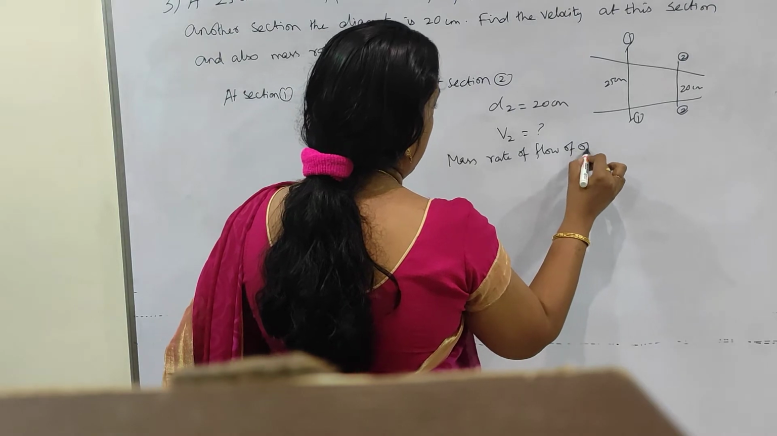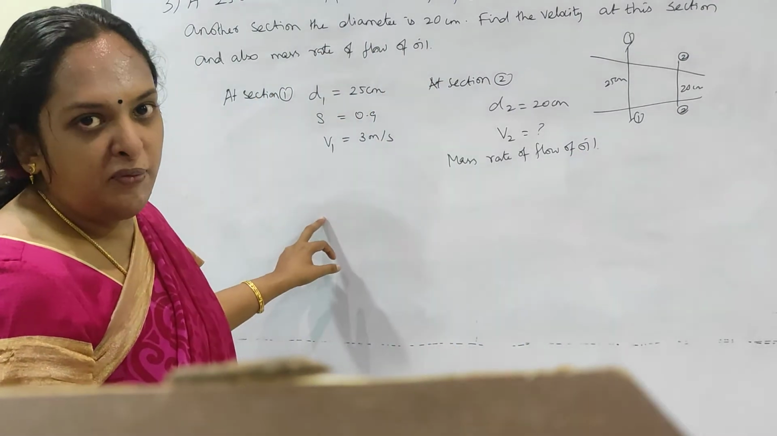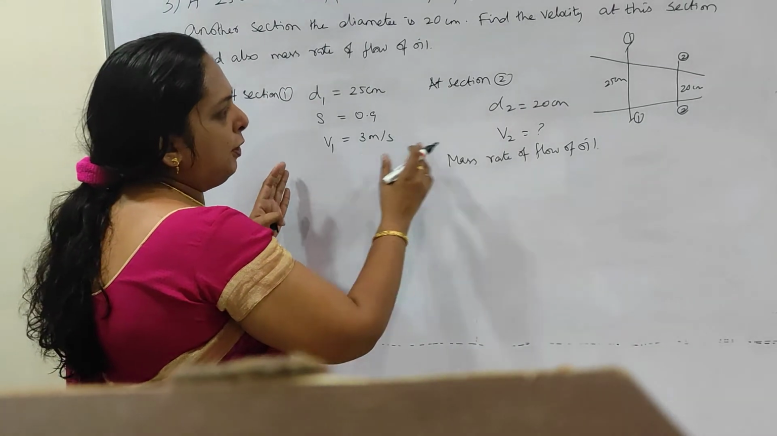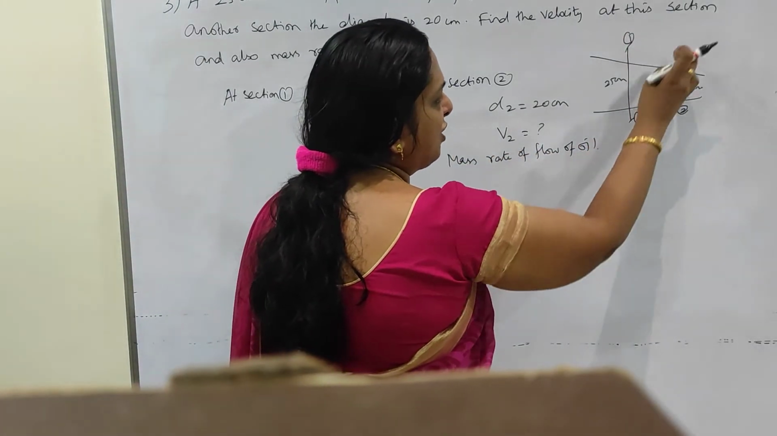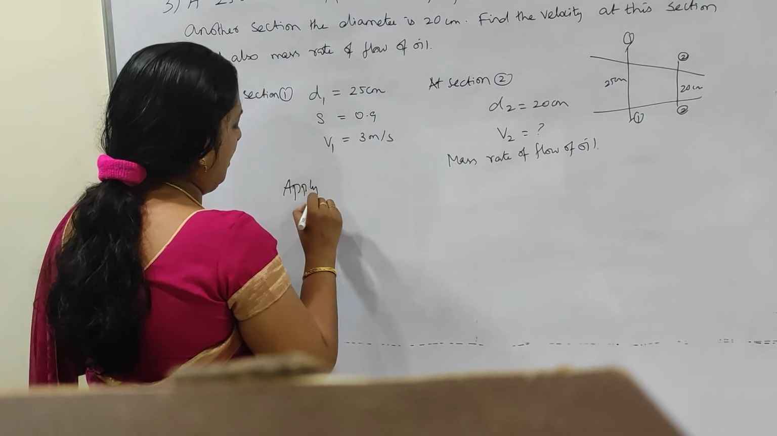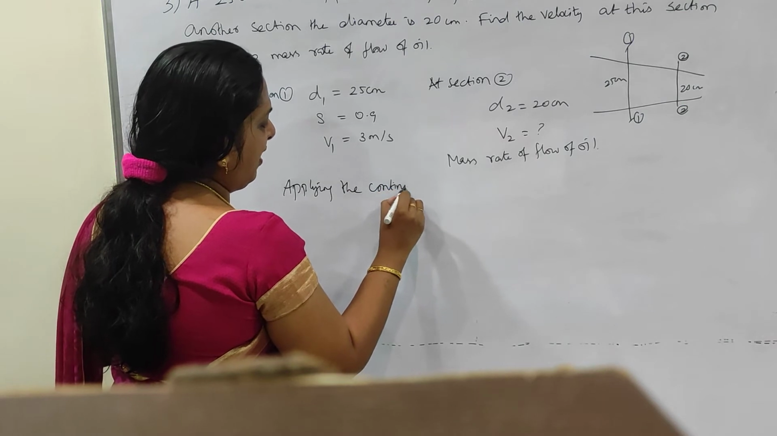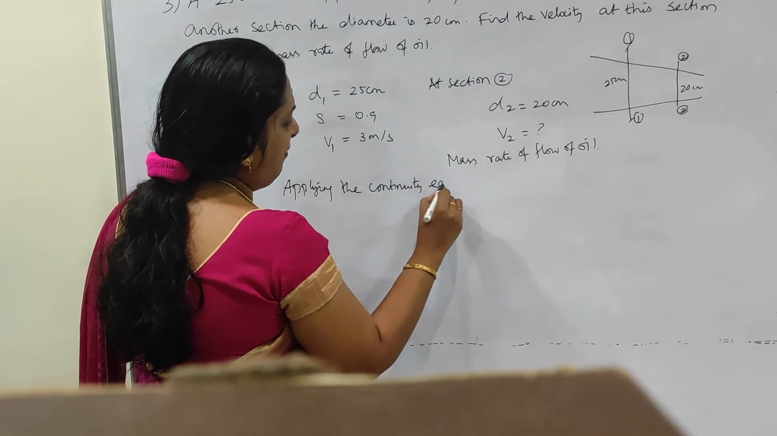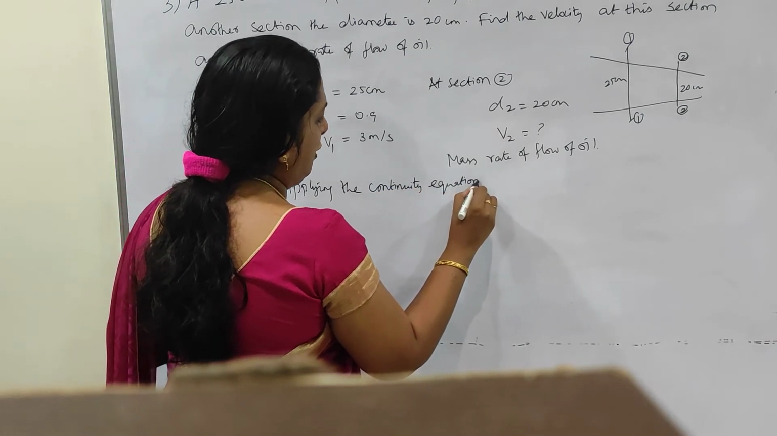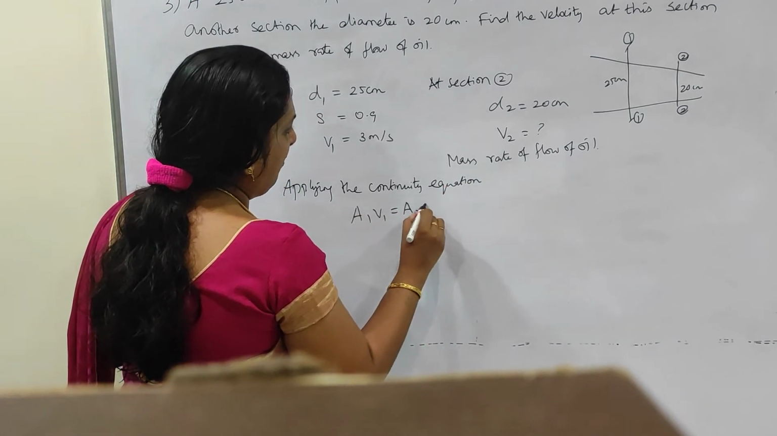So this term is new to us in this problem. Other than this, we will be able to find out V2. So what is that? We are going to apply the continuity equation at section 1 as well as at section 2. So by applying the continuity equation, what we get? What is our continuity equation? It is A1 V1 equal to A2 V2. Okay, A1 V1 is equal to A2 V2.